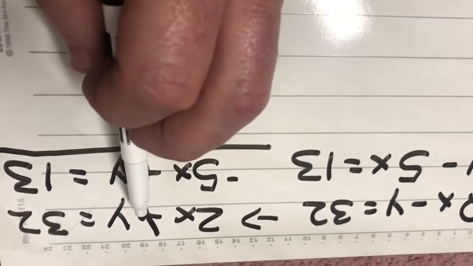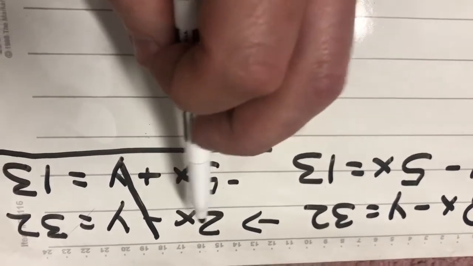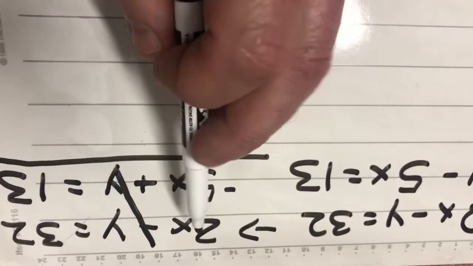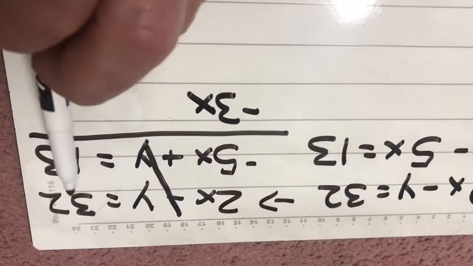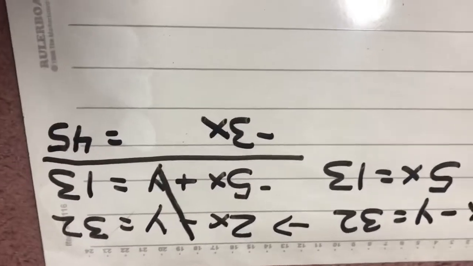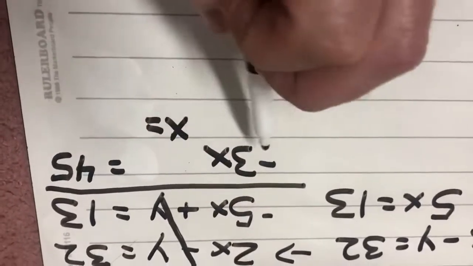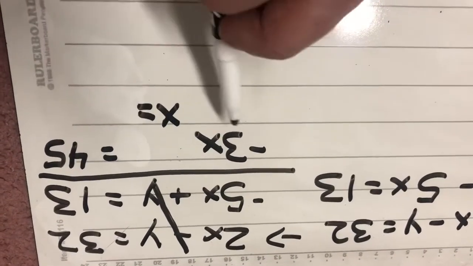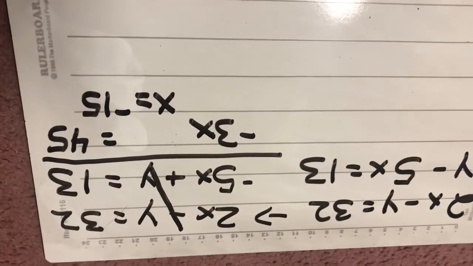Now I'm adding negative y plus 1y. So I'm adding 2x plus a negative 5x. Now we know that 2x plus a negative 5x is essentially the same as 2 minus 5, so that's going to give me negative 3x. And then when I add, since I've been adding 32 plus 13, that's going to equal 45. Now negative 3x equals 45. To find what x equals, it becomes 45 divided by negative 3. Well, 45 divided by negative 3 equals negative 15. So x equals negative 15.